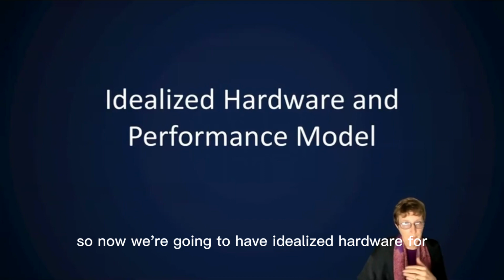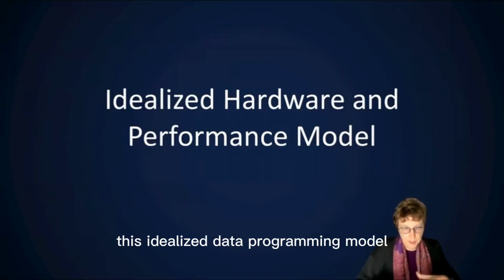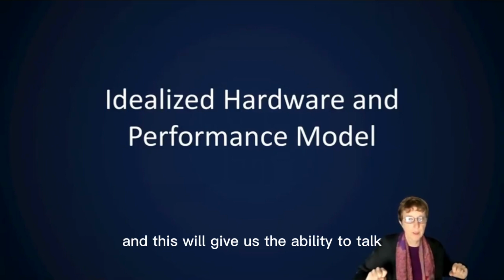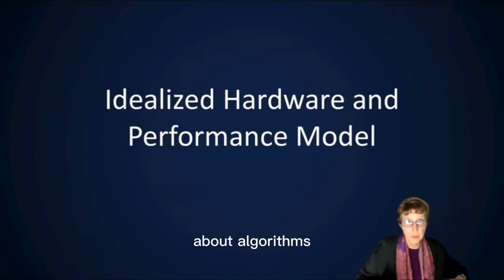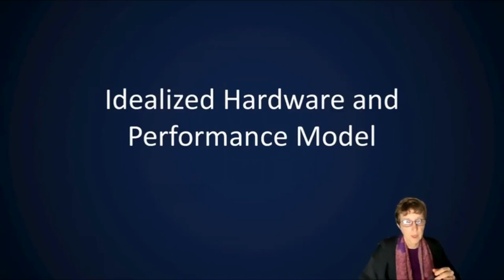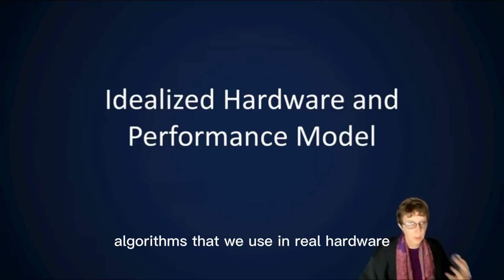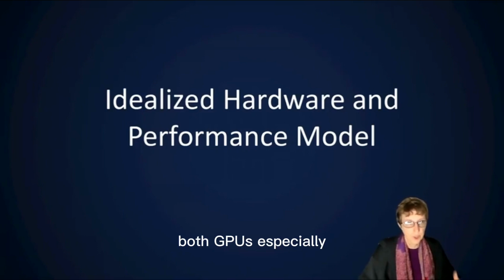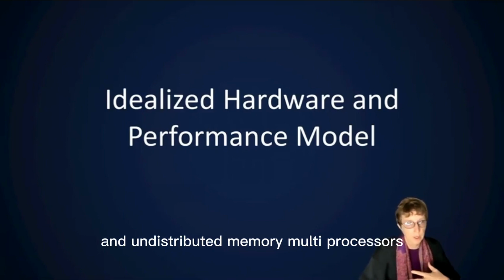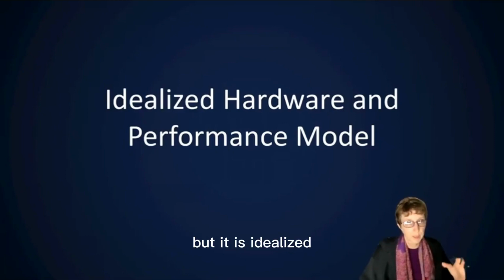So now we're going to have idealized hardware for this idealized data parallel programming model. We'll think about hardware in a certain way, and this will give us the ability to talk about algorithms in a way that will lead to actually useful algorithms that we'll use on real hardware of various kinds, both GPUs especially, but also on shared memory multiprocessors and on distributed memory multiprocessors. And so that's why we talk about these algorithms, but it is idealized.